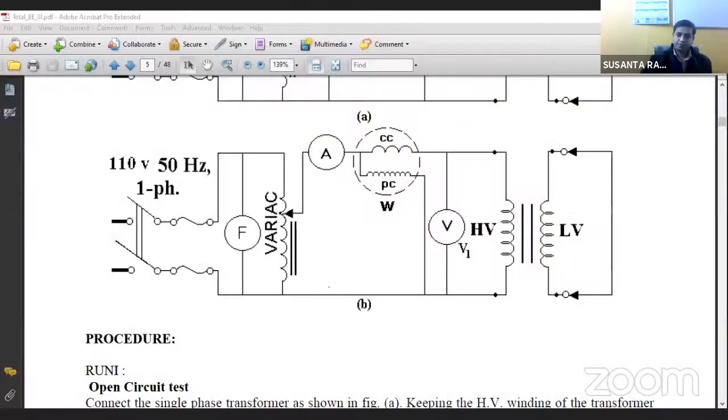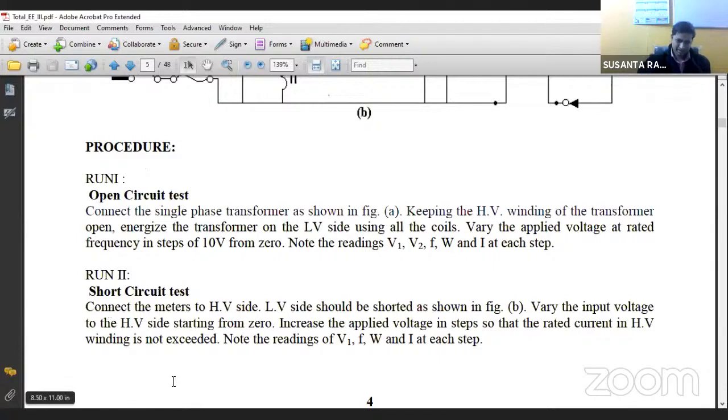Now I will go back to the circuit. Once all the instruments are connected, we go for run 2, that is the short circuit test. Connect the meters to the high voltage side, and the low voltage side should be shorted, as you have seen in the experimental setup. Vary the input voltage to the high voltage side starting from 0. Again, we are increasing the voltage starting from 0.